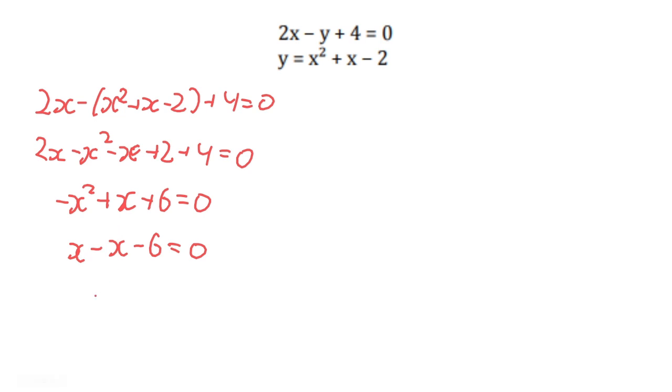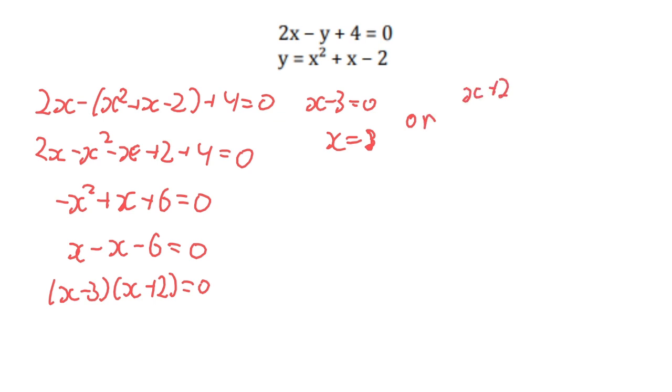And then we can solve this by factorization. The two numbers are going to be minus 3 and 2. Get x minus 3 and x plus 2, that equals 0. So now we have x minus 3 equals 0 and x equals 3, or x plus 2 equals 0 and x equals -2. Now for the y, it's probably easier to do the first equation.